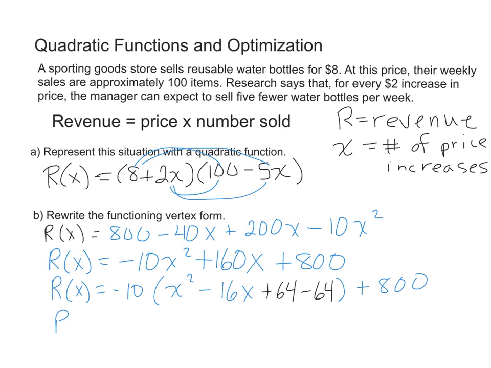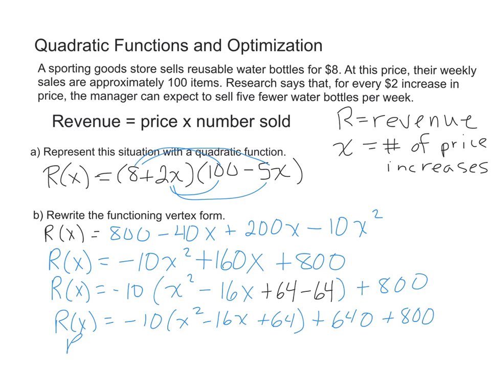Then we've got r of x equals negative 10 times x squared minus 16x plus 64. We'll take that negative 64 out, but we have to multiply it by the negative 10 in the front. So that becomes plus 640, plus 800. So I have negative 10 times x minus 8 squared plus 1440. There it is in vertex form.